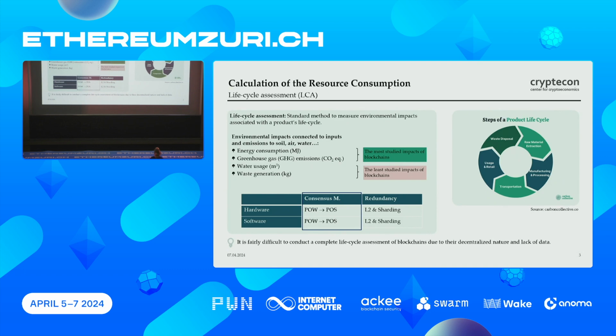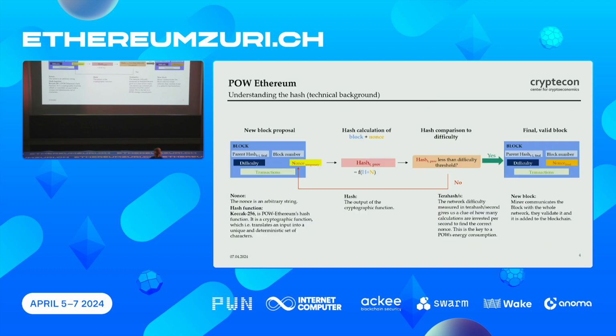So let's continue our journey with discussing the implications of the consensus mechanism. So Ethereum was originally launched as a proof-of-work consensus mechanism, just as Bitcoin.